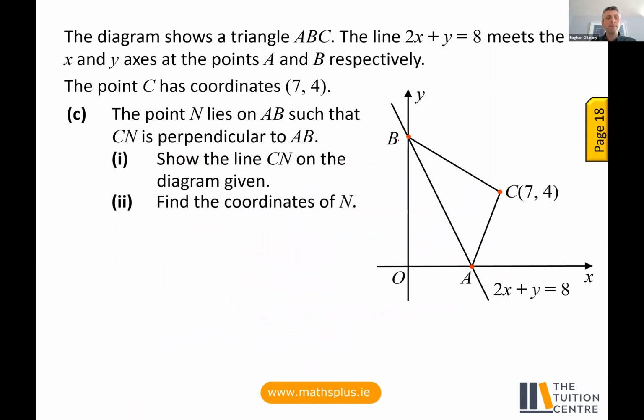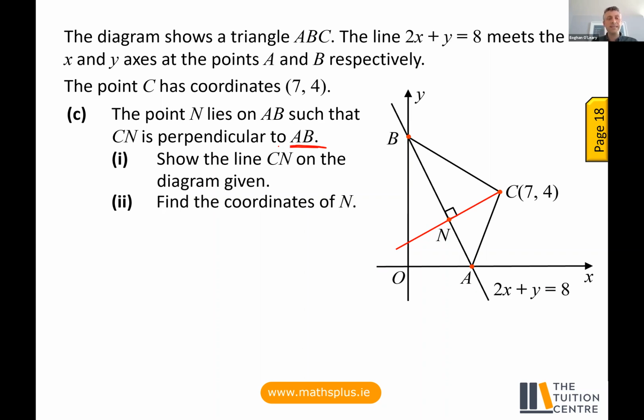Okay, that's all leading on here to our part C. The point N lies on AB such that CN is perpendicular to AN. Let me say that again. CN is perpendicular to AB.